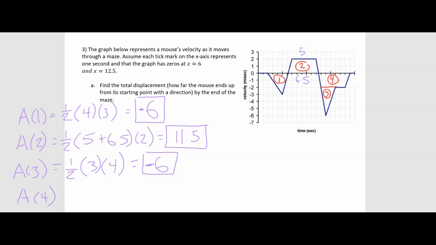In the area of 4, that is another trapezoid. Actually, the two bases here are the same as the other trapezoid. We have 6.5 here, and we have 5 if we look at that length right there. And the height is also the same, that is 2. So we get another area of 11.5. Again, this was beneath the x-axis though, so we're going to make that area negative.